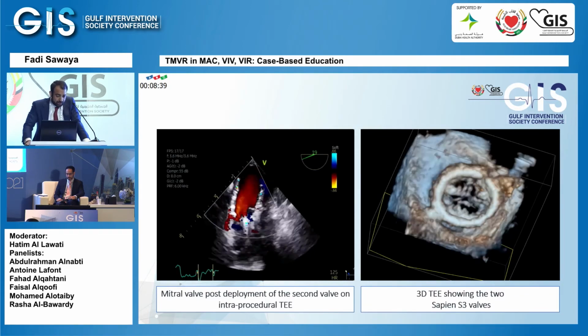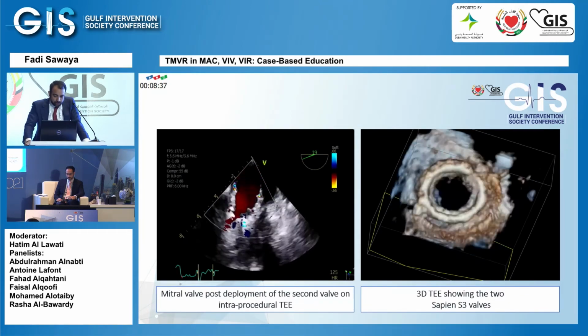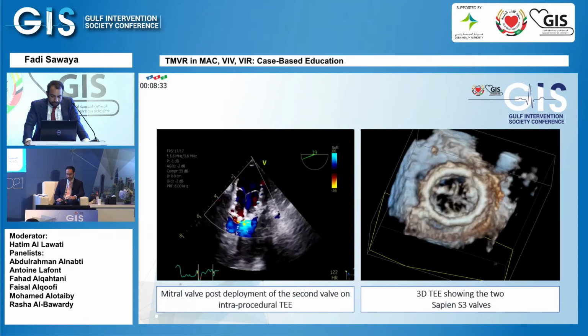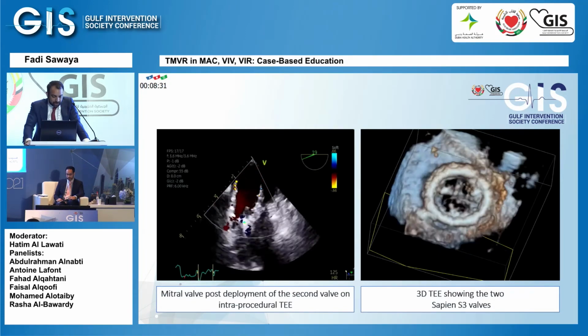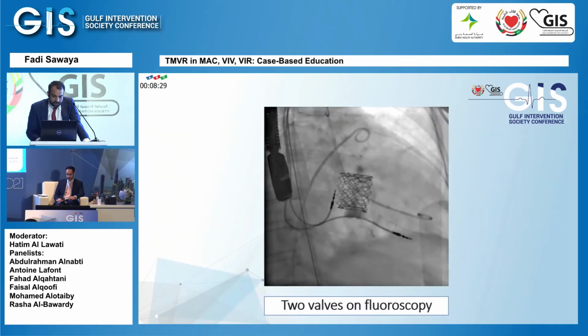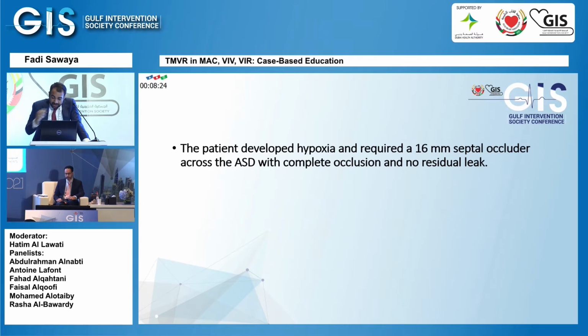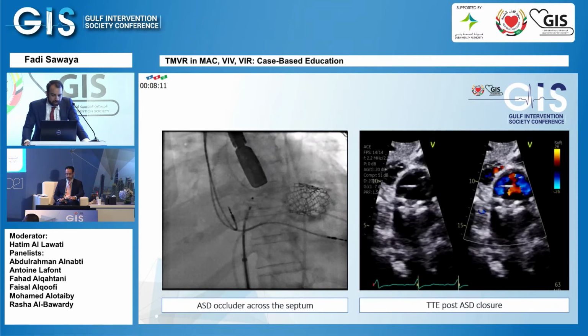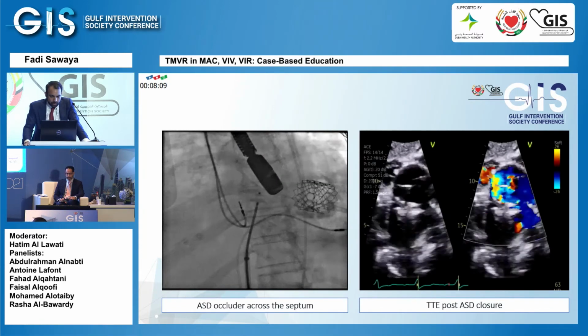We had a very good result. We had no gradient, no MR. On 3D echo, you can see the two valves with nice opening and closing of the mitral valve. And this is how they look on fluoroscopy. At the end of the case, actually, she had hypoxia, with a saturation of 86. I think the patient now had right-sided heart failure, and there was a right-to-left shunt. So we occluded the septum with a 16 millimeter ASD closure device without any issues.